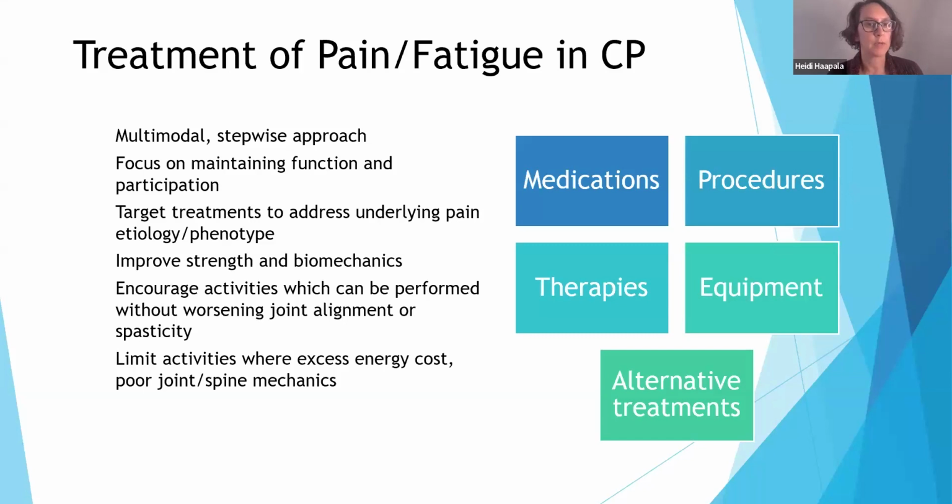And we really want to work on improving strength and improving biomechanics to take the stress off the joints and work on encouraging activities that can be performed without worsening joint alignments or worsening spasticity. We also want to limit activities where there's too much energy spent to do it, or you're doing activities where you're not in good alignment and the joints or the spine get excess stress on them. So over the next couple slides, we'll go over medications, procedures, therapies, and alternative treatments that we could look at.